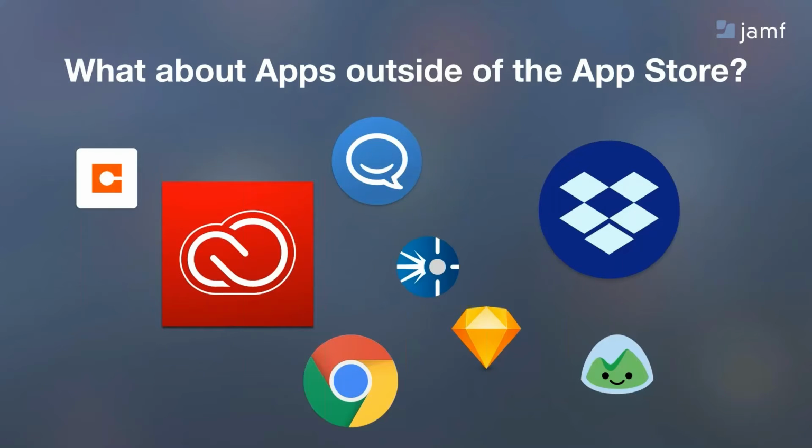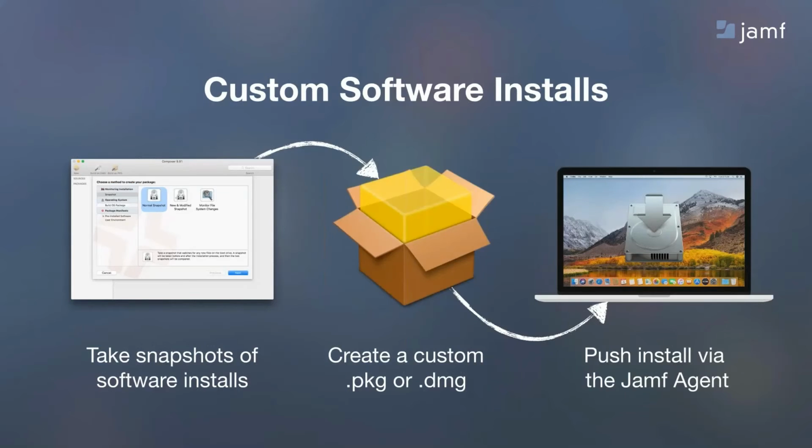With all that said, you may be thinking to yourself, that all sounds great, but we use apps that aren't in the Apple App Store, such as Adobe's Creative Suite or Google Chrome or Dropbox. That's where the JAMF agent comes into play again. With JAMF, you can do custom software installations. You can take snapshots of that software and create a custom package with a tool that's included with JAMF Pro called Composer. You can then upload that package to JAMF and push it out to your client Macs via the agent. Pushing software down is one part of the story, but we also want to keep that software up to date.